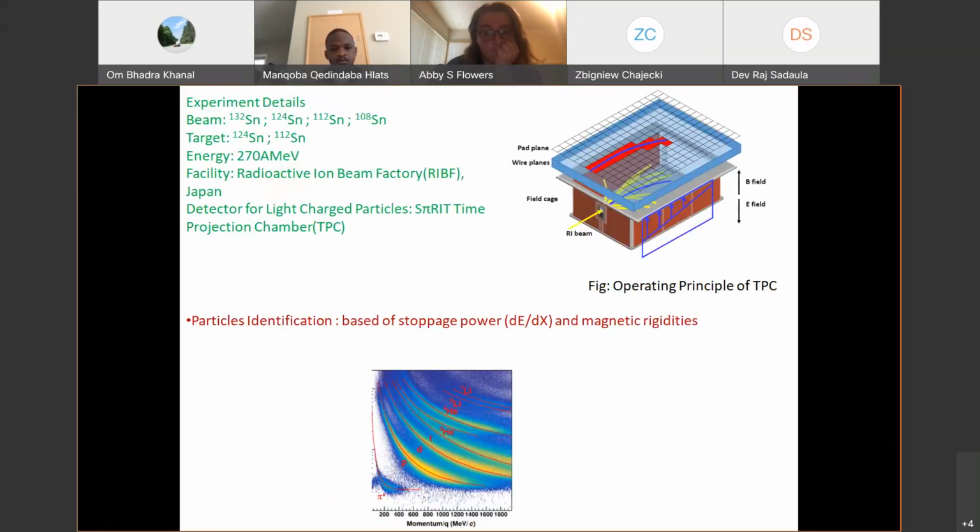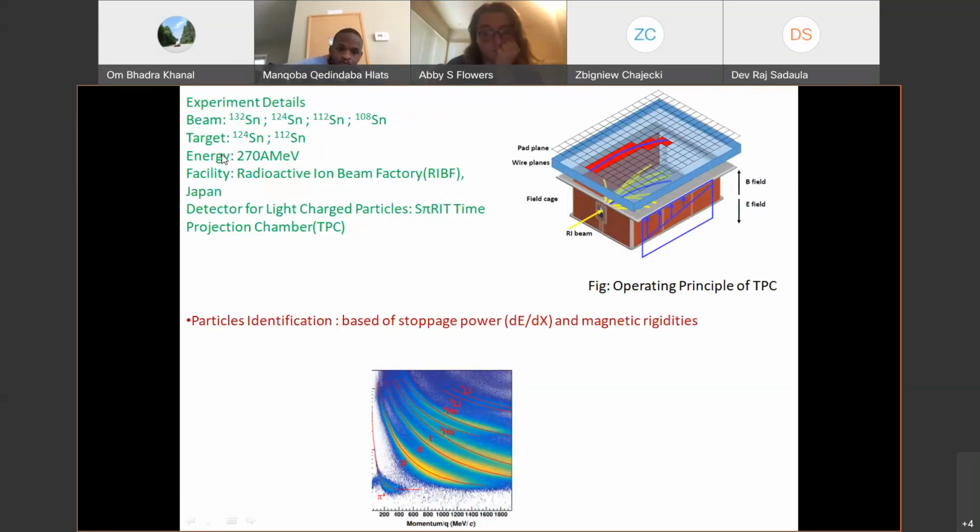Moving on to the experimental details, as you see, we have different combinations of beam and target. This combination gives us a neutron rich system and a neutron deficient system. That means we can get a variety of densities over there. And then this is the energy, which is high. This experiment was taken at this facility.